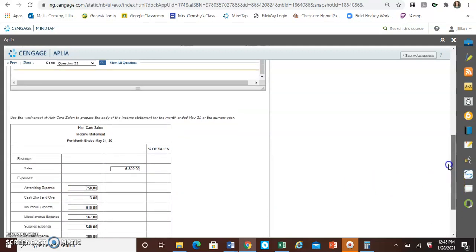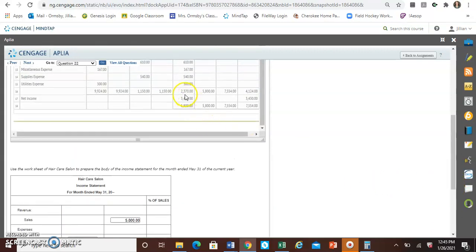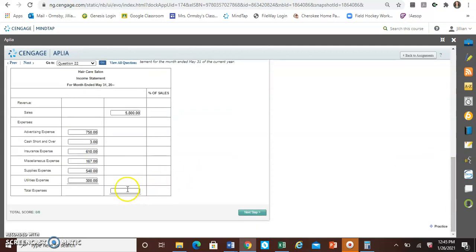The next step is to add up all of our expenses. You can use your calculator to do that, but it should equal 2,370, the total that you totaled when you did the worksheet.